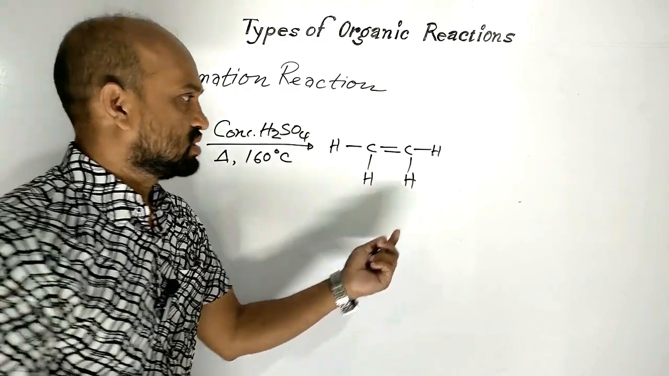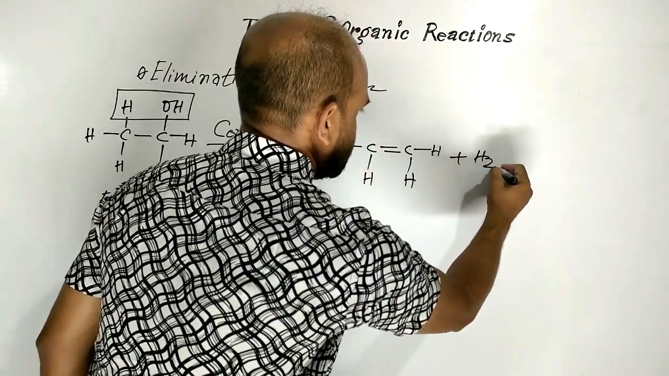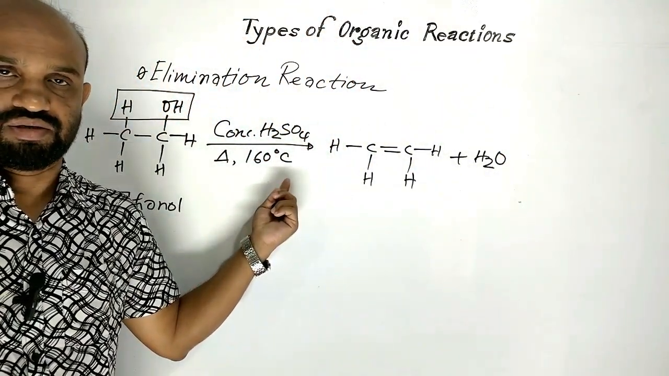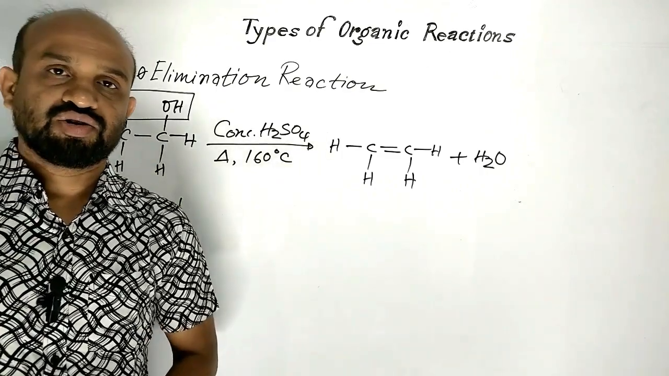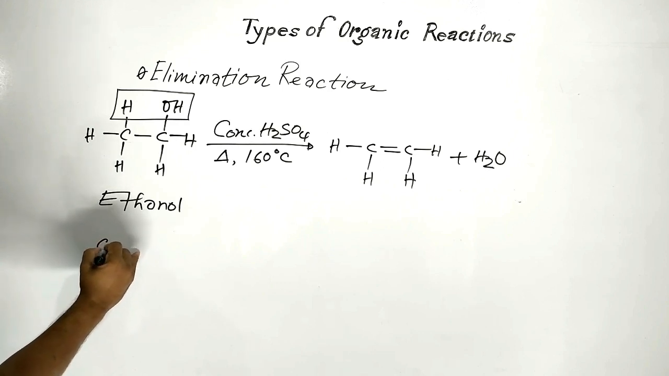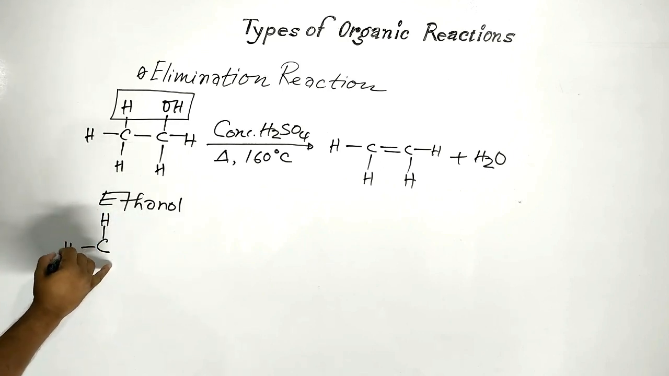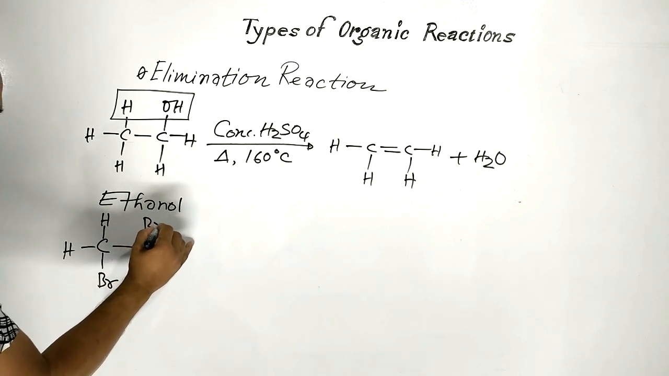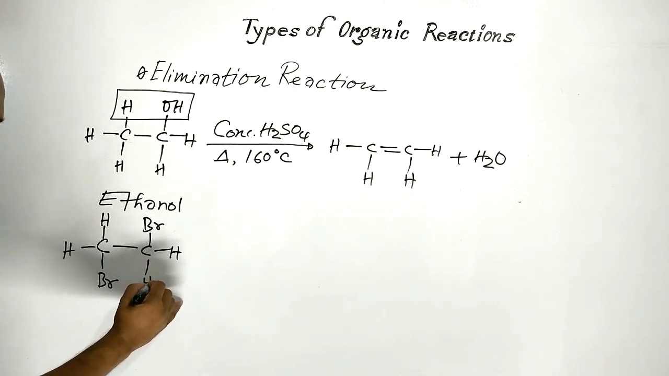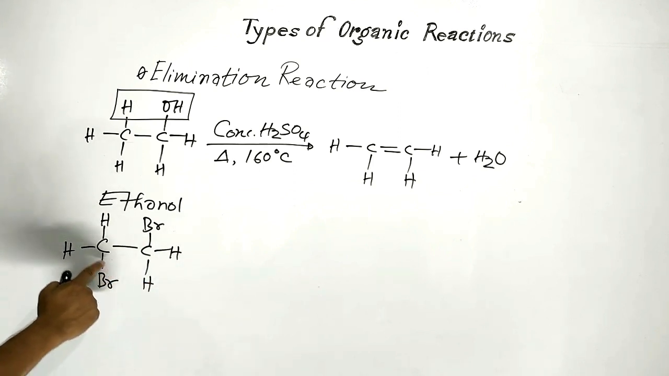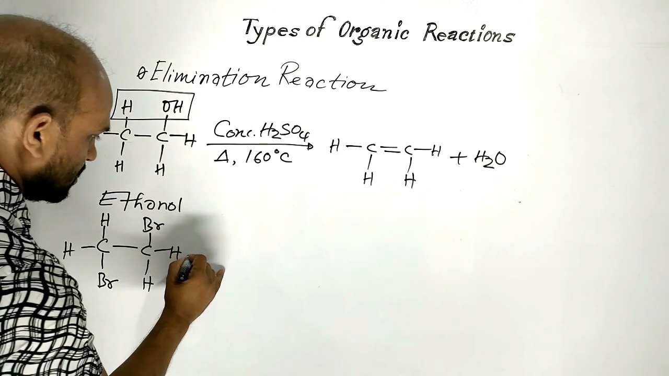In this reaction, water is eliminated by concentrated sulfuric acid. That is why this is a kind of elimination reaction. Another example: carbon, hydrogen, here bromine. Here bromine, hydrogen, hydrogen. It's a kind of vicinal dihalide, 1,2-dibromoethane.